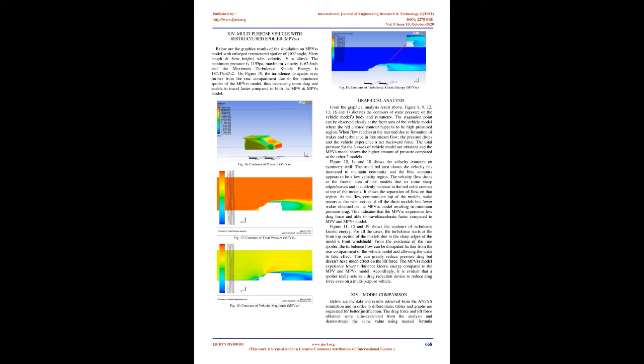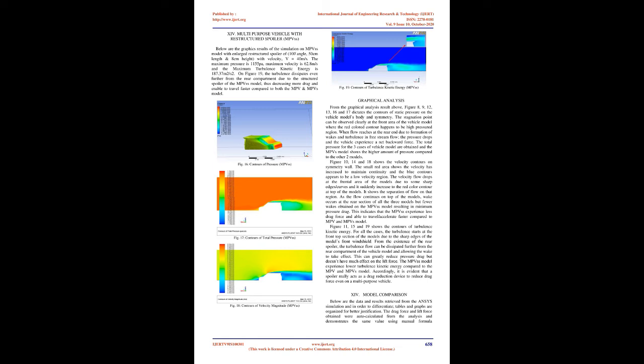13. Multi-purpose vehicle with spoiler, MPVS. Below are the graphical results of the simulation on the MPVS model for velocity v equals 40 m/s. The maximum pressure is 1285 Pa, maximum velocity is 60.8 m/s, and the maximum turbulence kinetic energy is 200.65 m2/s2. On figure 15, the turbulence occurs further from the rear compartment due to the spoiler of the MPVS model, thus decreasing drag compared to the MPV model.